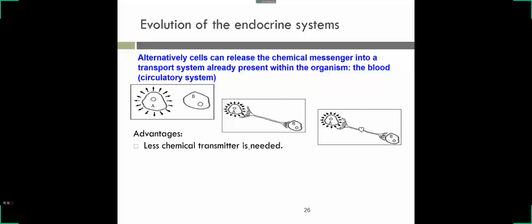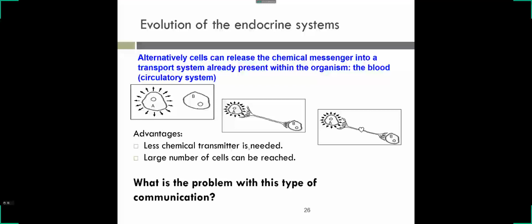So this allows less chemical transmitter to be needed, and it can quickly reach a large number of cells. So instead of a targeted ni hao via VOOV into a room of lecture theater, I can put the ni hao into the water. Everyone drinks water on campus, and everyone gets a nice ni hao message from London. And I only need to say it once. So less chemical transmitter needed to be released by A, and a large number of cells can be quickly reached easily. So what is the problem with this type of communication?